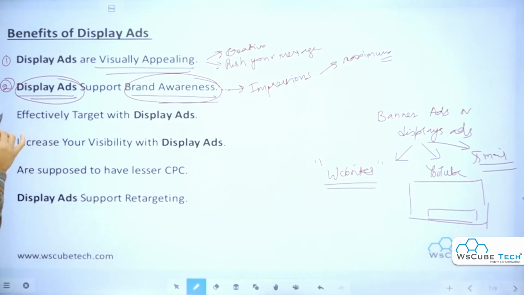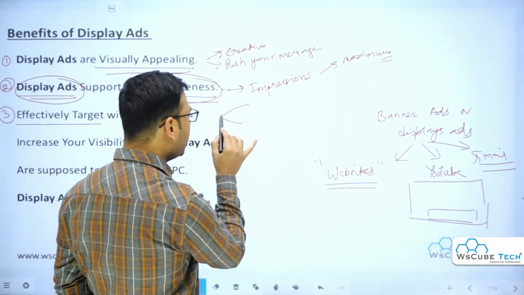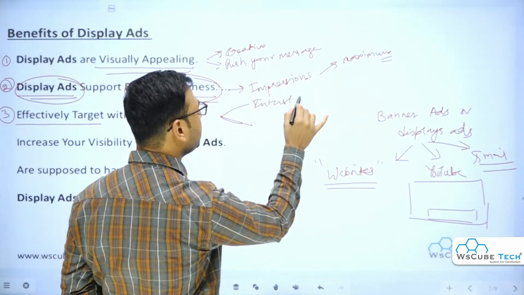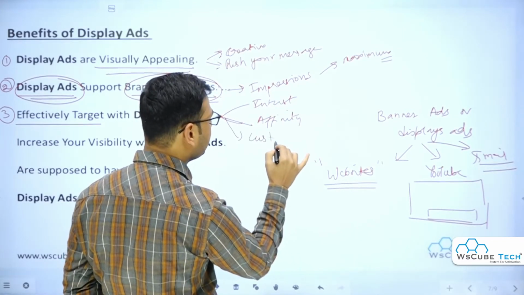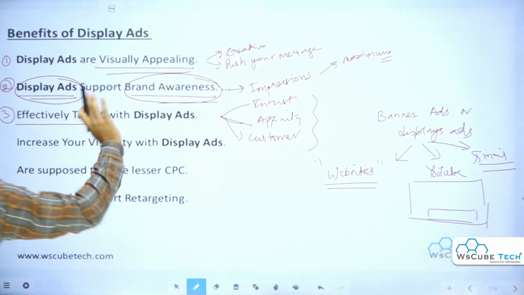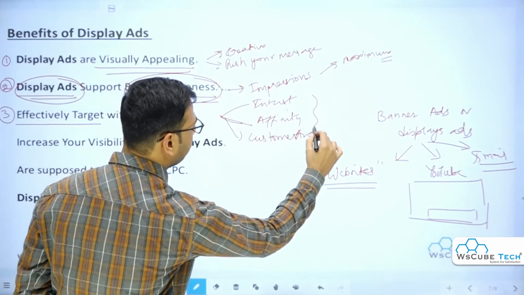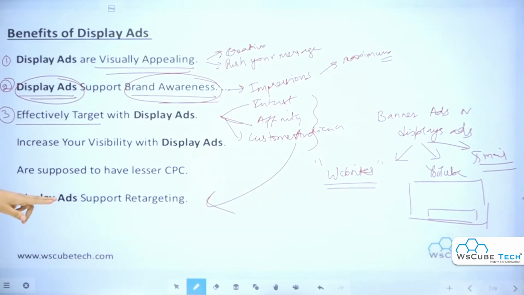Let's discuss the third point, which is effectively target with display ads. You have different options. You can target based on interest. You can target people based on affinity. You can target people based on custom audience, whether they are visiting your website or interacting with your website or not. So you have so many options. Display ads can be used for retargeting also. As I said, you can use custom audience, which is mentioned over here. That is basically retargeting, so display ads also support retargeting.